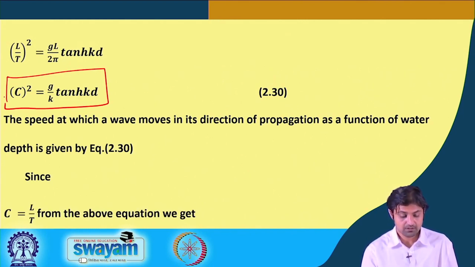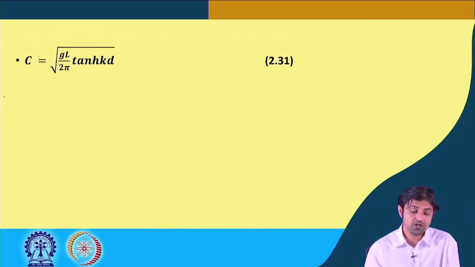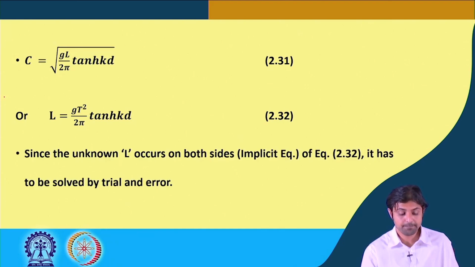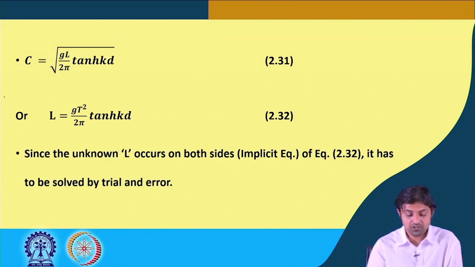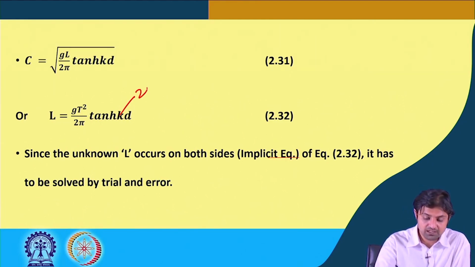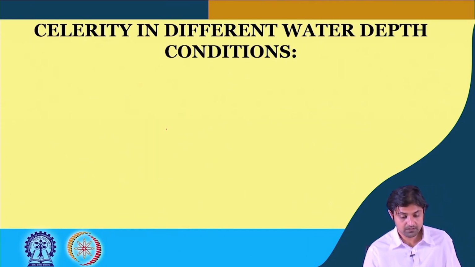Since C is equal to L/T, we are just writing it in a different form. So, C can be written as gL/2π tanh kd, or L is equal to gT²/2π tanh kd. Since the unknown L occurs on both sides of equation 2.32, it has to be solved by trial and error, because k is nothing but 2π/L.